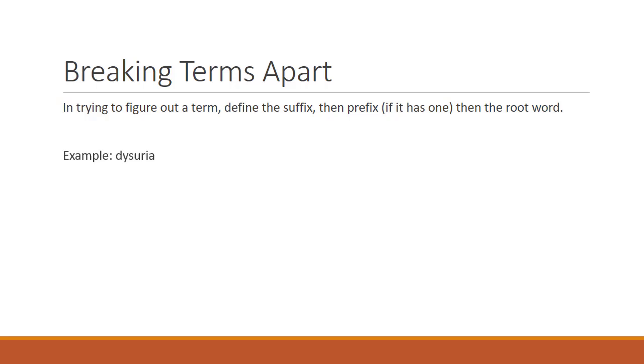So here's an example. If we had the word dysuria, and you wanted to know what that word meant, you would break it down into its parts. So dys, ur, and ia. Looking at the suffix first, the ia means a condition of. So we're talking about some sort of condition of something.